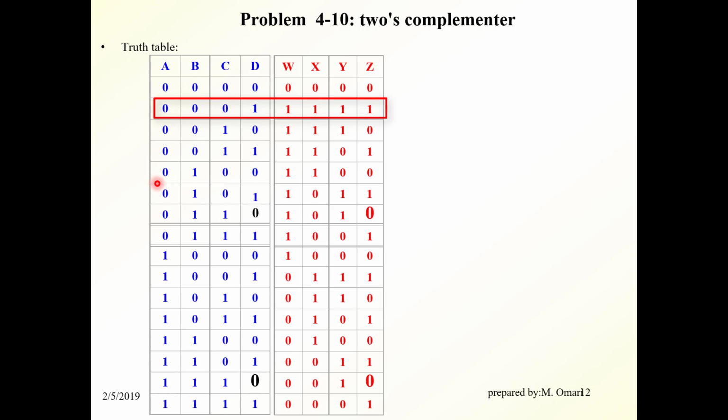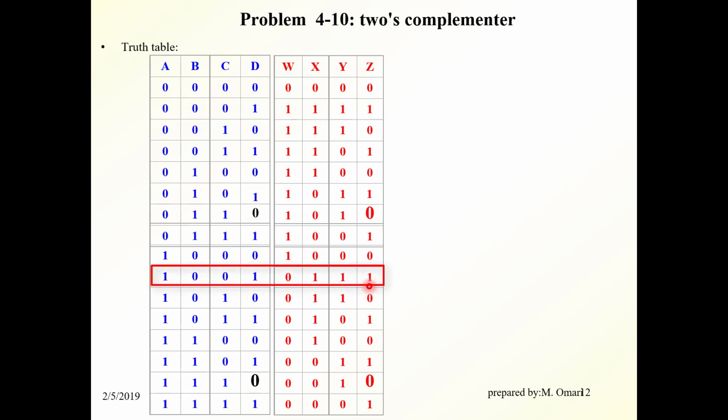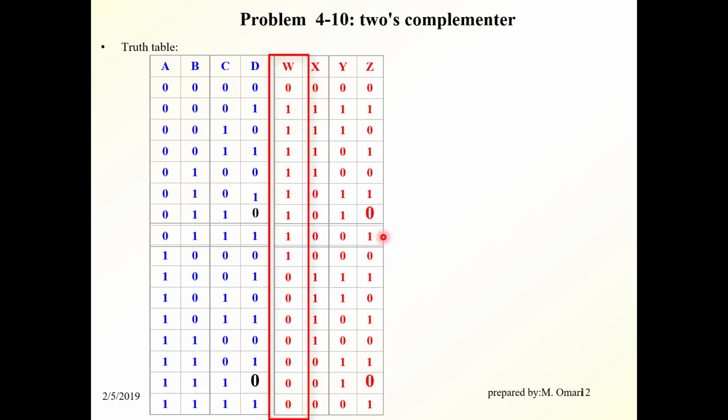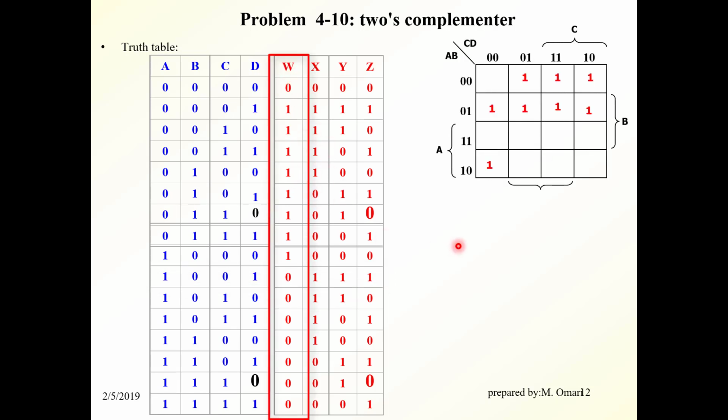This is the 2's complement. Here, this is the 2's complement for this one. Where do we go from here? We start finding out the outputs. Let's take W as an output, for example. This is the K-map for the W output. Okay, this is minterm 1, minterm 2, 3, 4, 5, 6, 7, and 8.